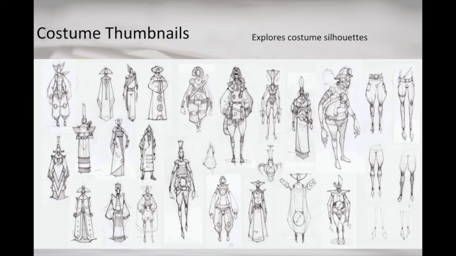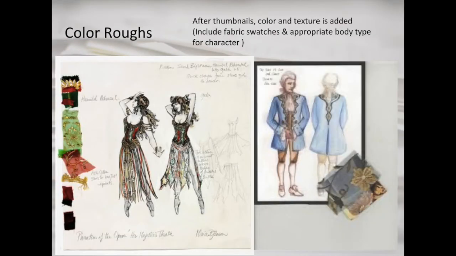Costume thumbnails. They explore the silhouettes. And these are quick drawings, like sketches. You have color roughs. After thumbnails, color and texture is added to include fabric swatches and appropriate body type for the characters.